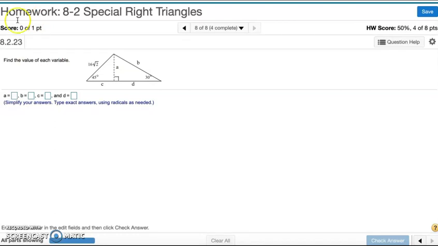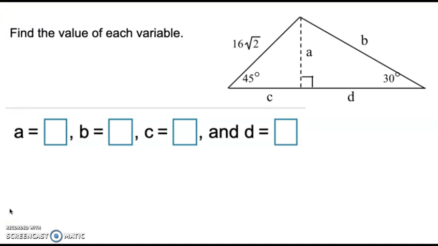Going to number 8, find the value of each variable. So let's take a closer look at it. So here we have a 45, 45, 90 triangle and a 30, 60, 90 triangle together. So let's find A and C from the 45, 45, 90 triangle first. Now remembering our rule, A and C are going to be the same, and it is the length of the hypotenuse without the radical 2. So if the hypotenuse is 16 radical 2, A and C is just going to be 16.